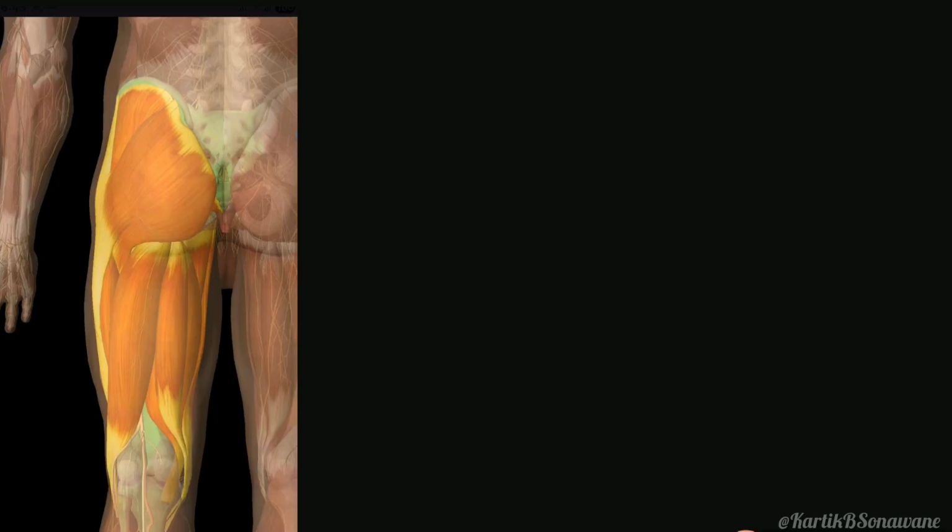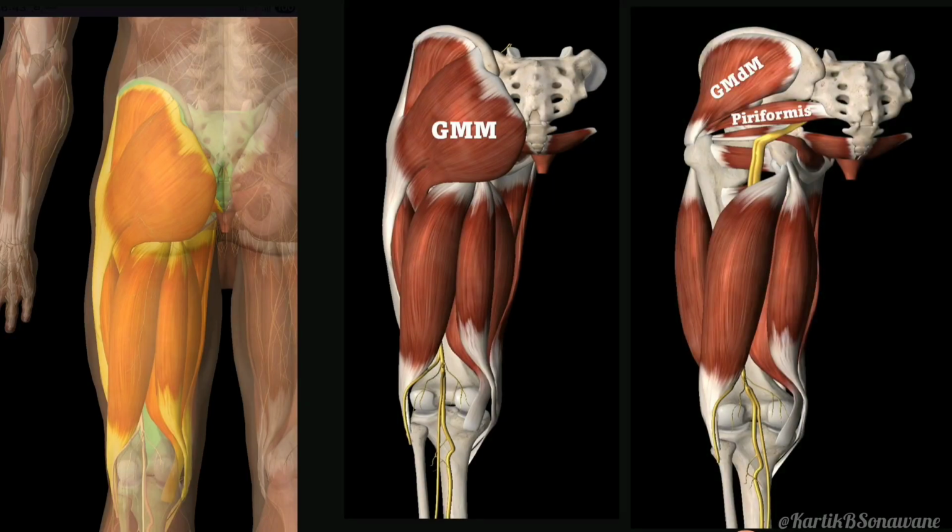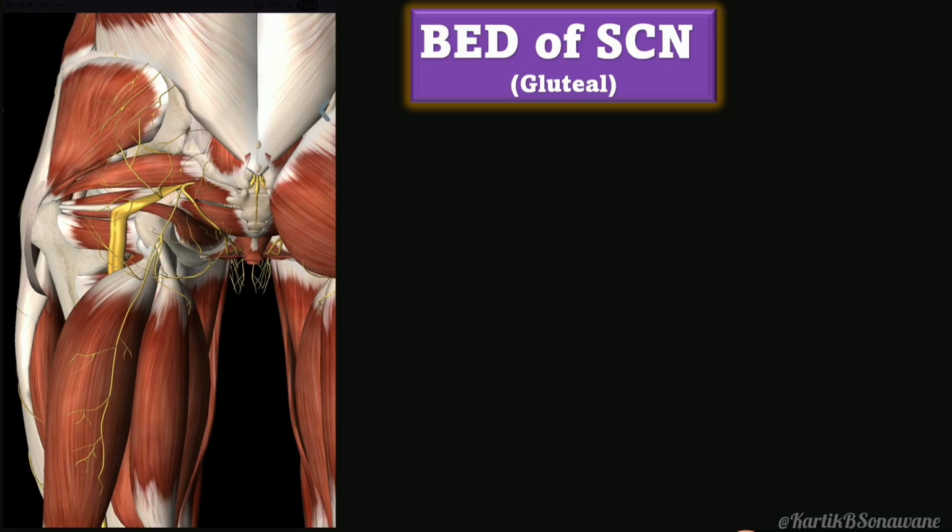After exiting the pelvis through the greater sciatic foramen, the sciatic nerve is well protected beneath the gluteal muscles. It is immediately covered by the piriformis muscle, lying in the space bordered medially by the sacrum and laterally by the ilium and ischial plate. The piriformis muscle serves as a key anatomical and sonographic landmark for proximal sciatic nerve blocks.